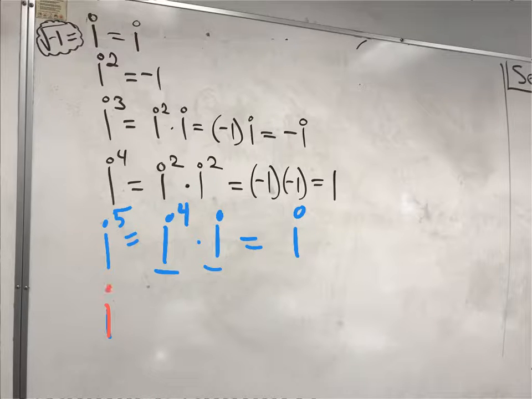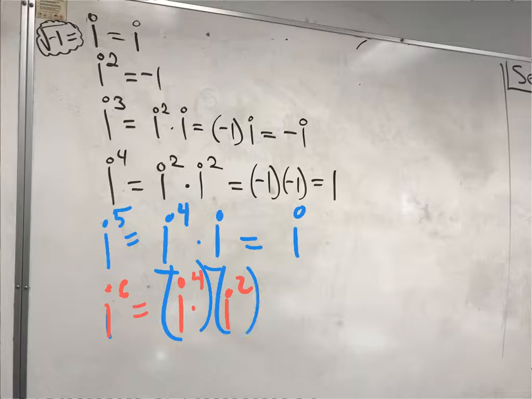Let me do it in red. I to the sixth would be, what's the easiest one you know? I to the fourth times what? I to the second. And what is I to the fourth? And what's I to the second? Negative 1. So you really have 1 times negative 1, which is what? Negative 1.